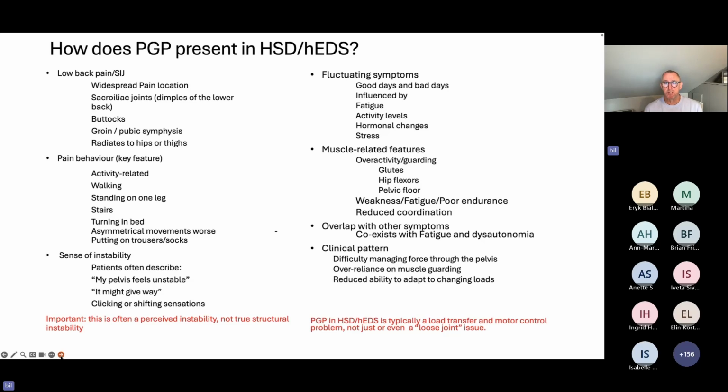There are muscle-related features of overactivity, guarding in the glutes, the hip flexors, the pelvic floor. There's weakness, fatigue, poor endurance, reduced coordination in the lower limbs. It tends to overlap with other symptoms. It can coexist with fatigue and also the dysautonomia again. Its clinical pattern is really difficulty managing force through the pelvis, over-reliance on muscle guarding, and reduced ability to adapt to changing loads. So pelvic girdle pain in hypermobility patients is typically a load transfer and motor control problem, not just, or maybe not even, a loose joint issue.